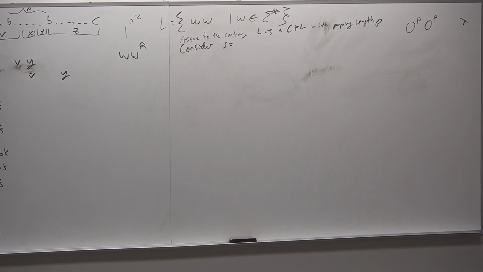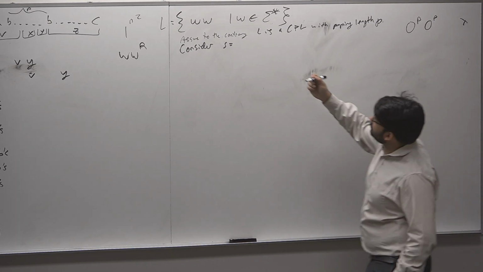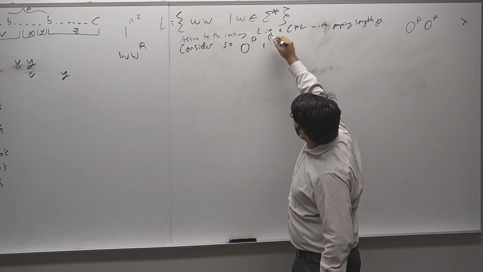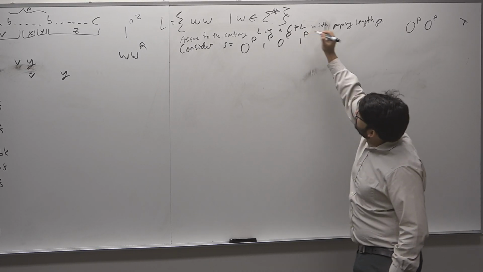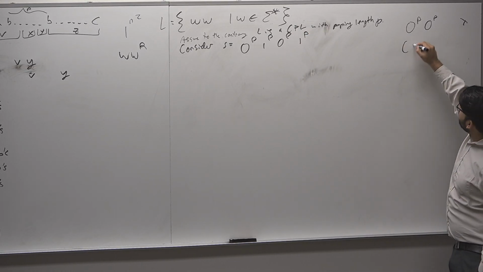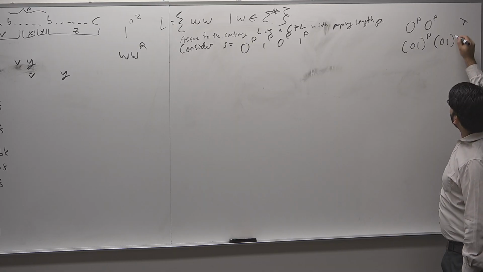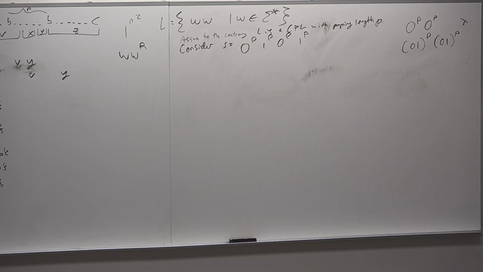What's another choice of S you may consider? 0 to the p, 1 to the p, 0 to the p, 1 to the p. That's actually going to be the correct choice. But let's consider some other bad choices. Let's try 0, 1 to the p, 0, 1 to the p. That's another choice: 0, 1, 0, 1, 0, 1, and so on. This is also a bad choice, or rather, you'll never complete the proof with it.